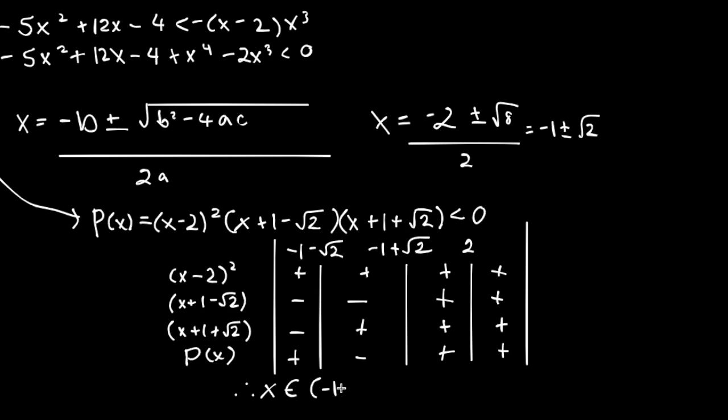So therefore, x is in the open interval negative 1 minus root 2, comma, negative 1 plus root 2. The reason why it's going to be open brackets is because the function has to be strictly less than 0. So therefore, it cannot be equal to any of the zeros in our sign chart. And there you go.